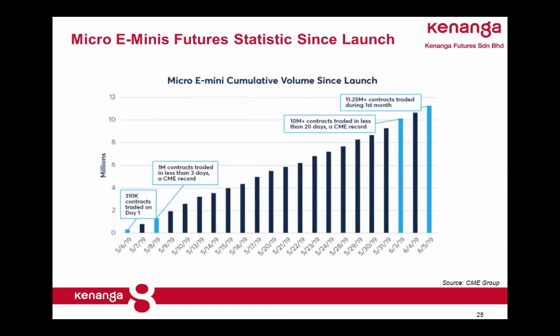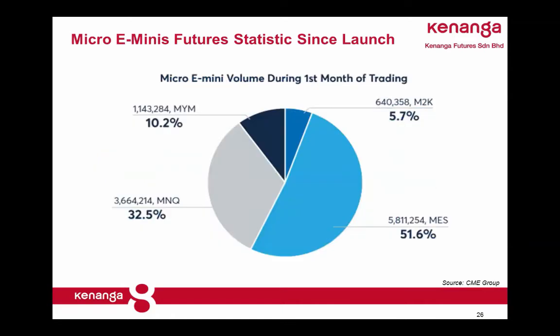Okay, this is the total cumulative volume since launch for micro E-mini contracts, and you can see that it is on an increasing pace and momentum. In terms of the breakdown, the most popular will be micro E-mini S&P 500, followed by the micro E-mini Nasdaq, and then micro E-mini Dow. Last but not least, will be the micro E-mini Russell 2000.